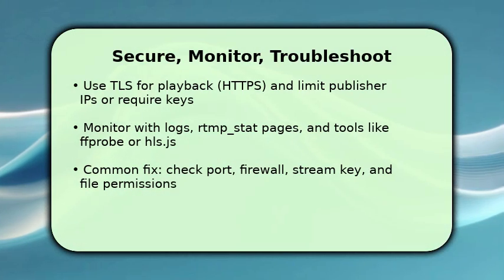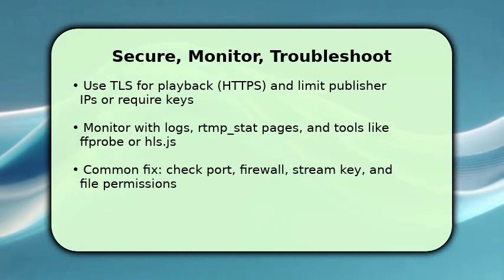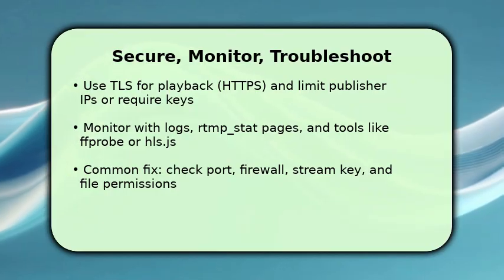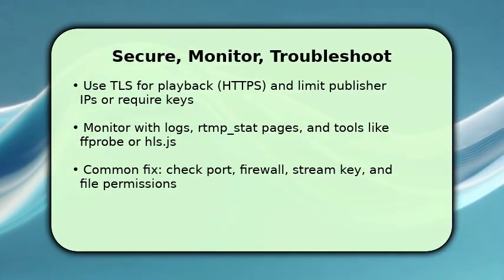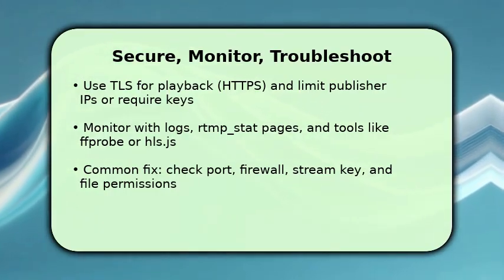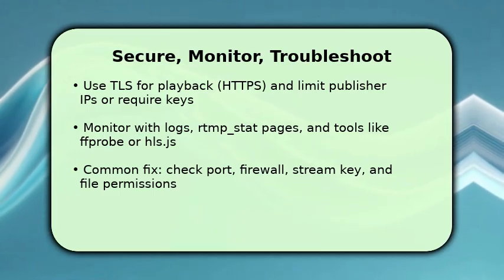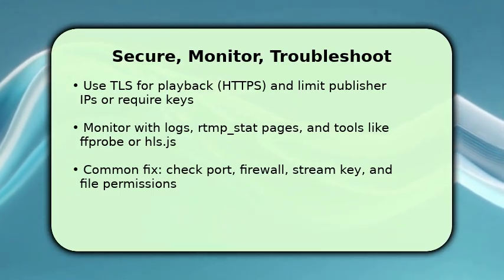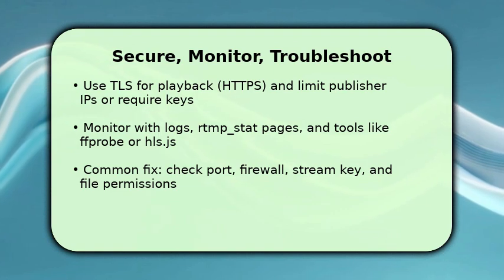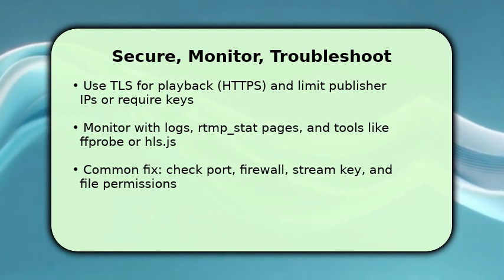You finish by hardening and observing. Enable HTTPS for HLS, rotate stream keys, and restrict publisher IPs if needed. This prevents hijacking. Set up log rotation and an RTMP stat page or Prometheus exporter to monitor connections and bandwidth.